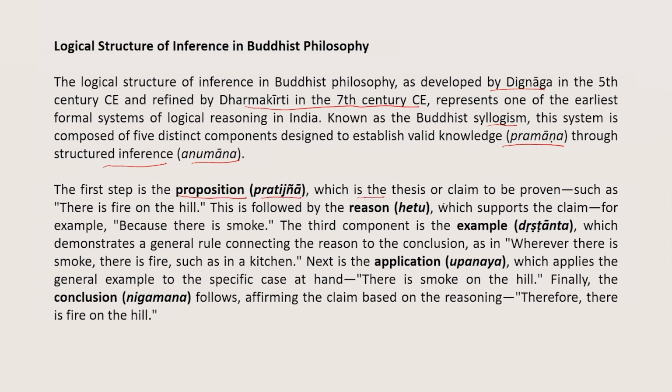pratijna, which is the thesis or claim to be proven, such as there is fire on the hill. This is followed by the reason, hetu, which supports the claim, for example, because there is smoke. The third component is the example, drishtanta, which demonstrates a general rule connecting the reason to the conclusion, as in wherever there is smoke there is fire, such as in a kitchen. Next is the application, upanaya, which applies the general example to the specific case at hand: there is smoke on that hill. Finally, the conclusion, nigamana, follows, affirming the claim based on the reasoning: therefore there is fire on the hill.